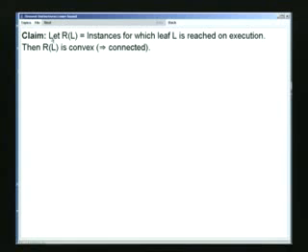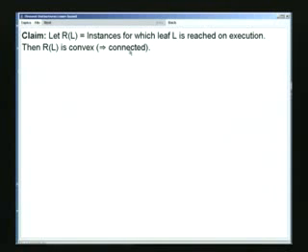So here is our claim. R of L is the set of instances for which leaf L is reached on execution, and we want to argue that R of L is convex. Well, actually we wanted to argue that it is connected, but we will in fact argue that R of L is convex, which will assure us that it is also connected.